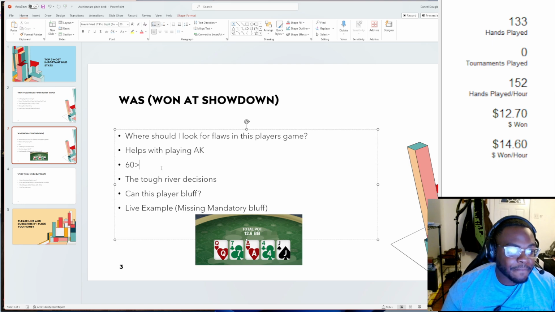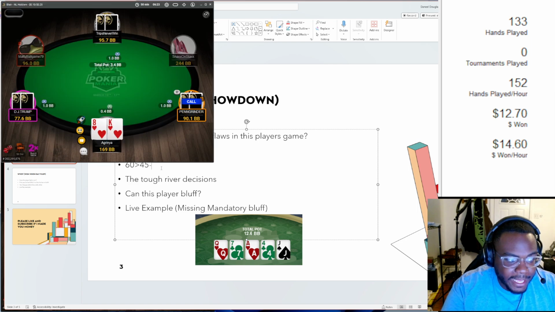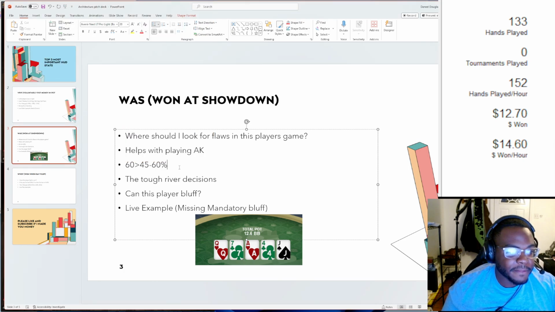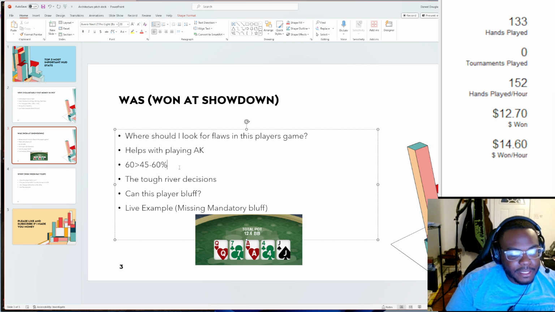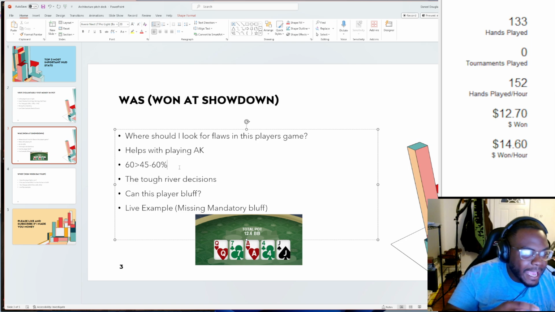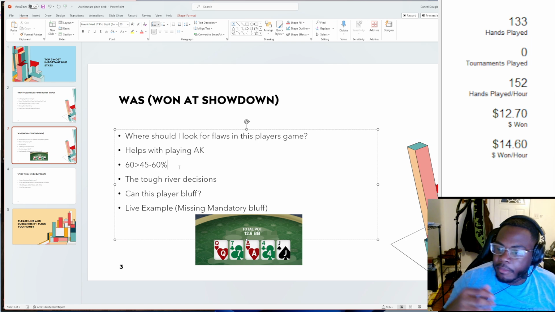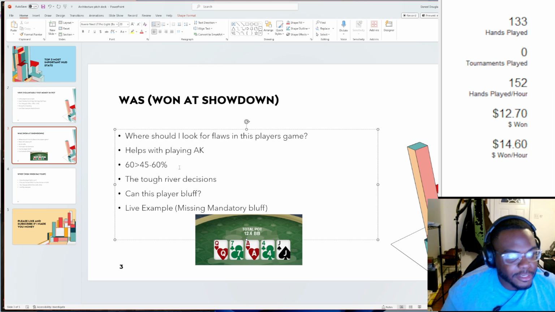Now, if the number is between 45 and 60%, this is the standard range right here, 45 to 60%. This player is winning at Showdown, right? At a nice average range. He's coming to the Showdown with bluffs. He's coming there with value hands, but on average he's winning, and that is a standard range.